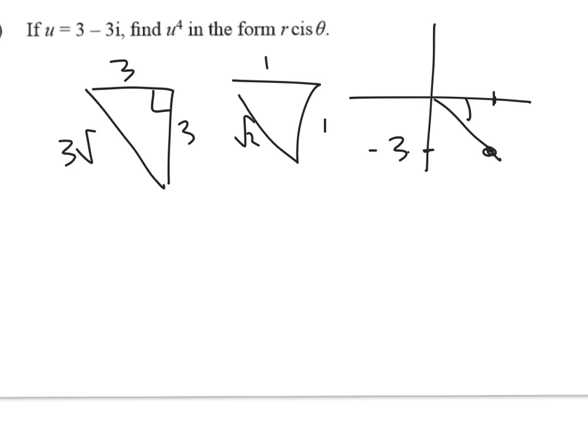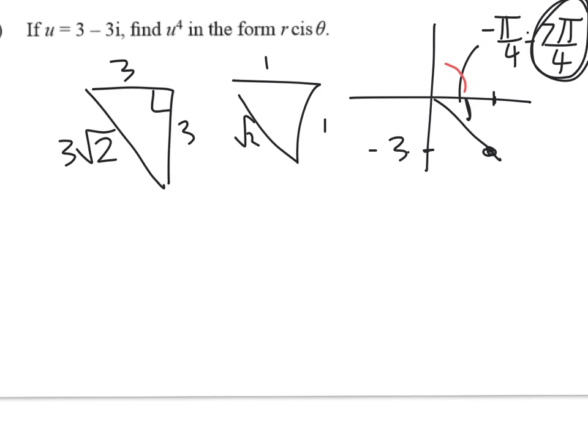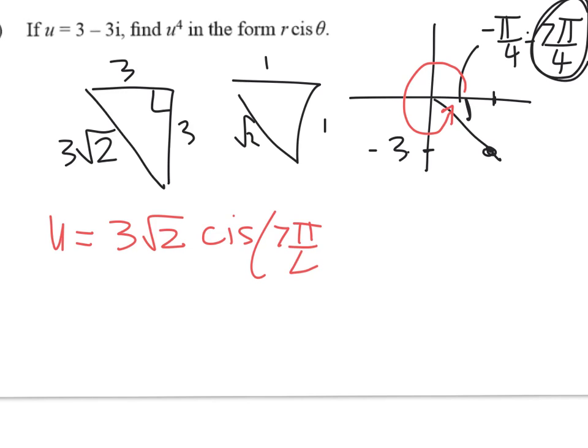This one will have a modulus of 3 root 2. And the angle in here is going to be negative pi on 4, which we can also write as 7 pi on 4. Okay, and I'm going to go with this form here. So 7 pi on 4 is this angle around here. So the first step is to write u equals 3 root 2 cis of 7 pi on 4.